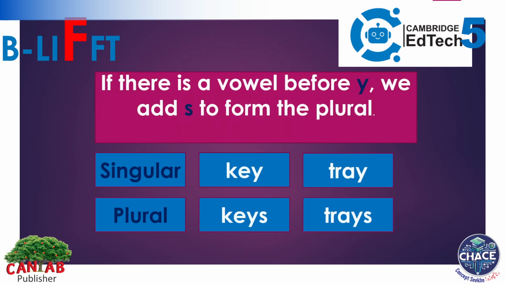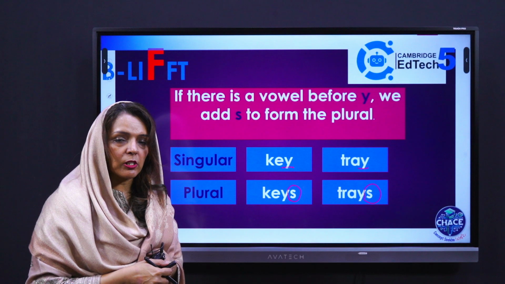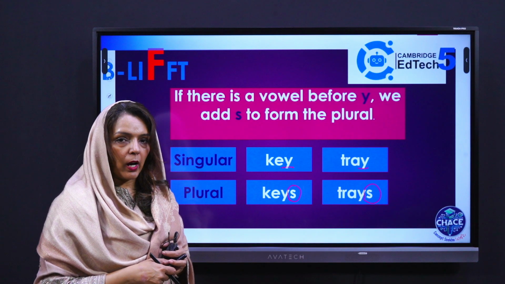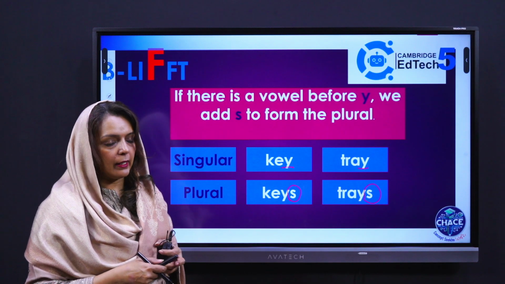Now let's look at another example. In some cases, there is y at the end of the word, but we do not replace it. We just add s to make it plural. Why is that? You have to learn it, which letters accept y and which accept ies.